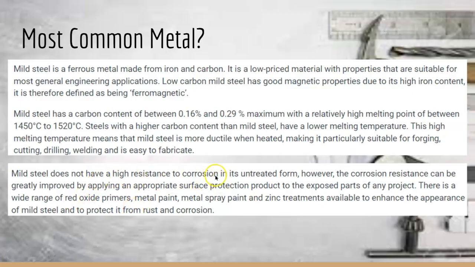Mild steel does not have a high resistance to corrosion. That means that it rusts easily because of the high iron content. You can greatly improve this resistance by appropriate surface protection. So we're talking paint, powder coating, different kinds. You can get kind of a stain for metal that oxidizes the metal to help protect it. All kinds of stuff: oxide primers, metal paint, spray paint, zinc treatments, all that kind of stuff, to protect it from rust and corrosion.